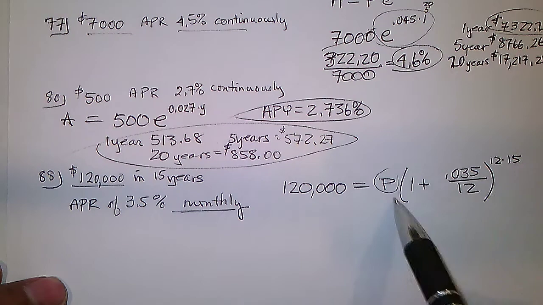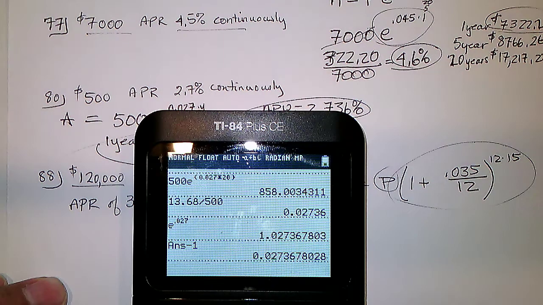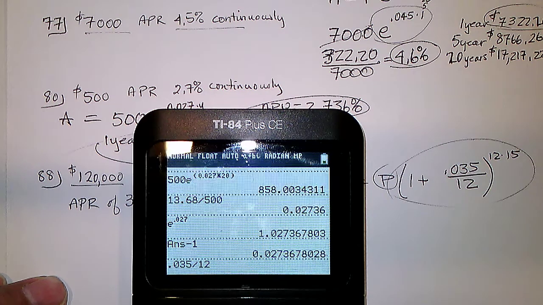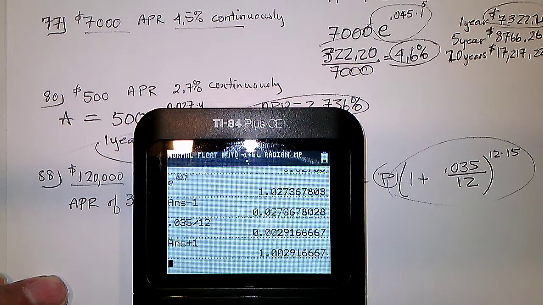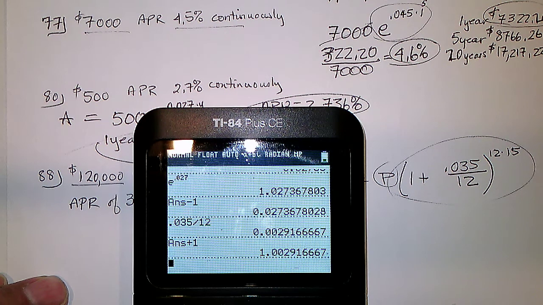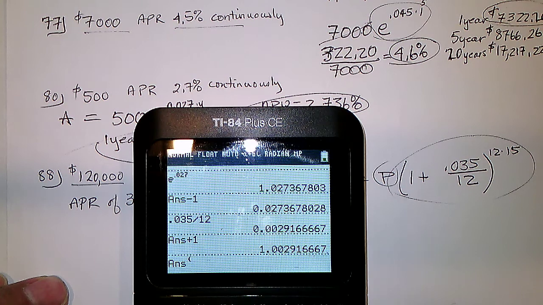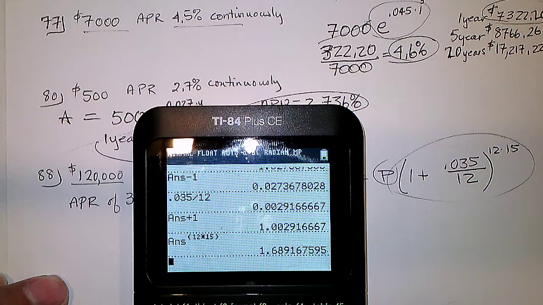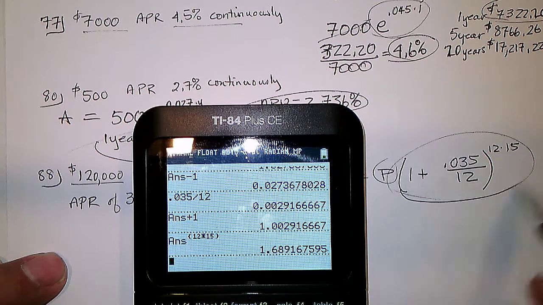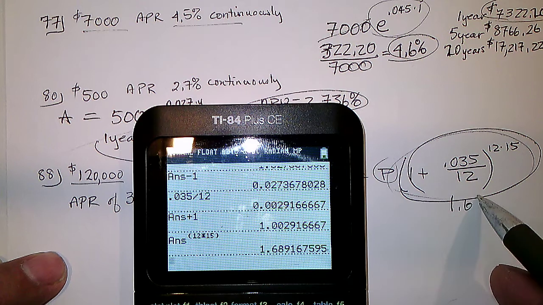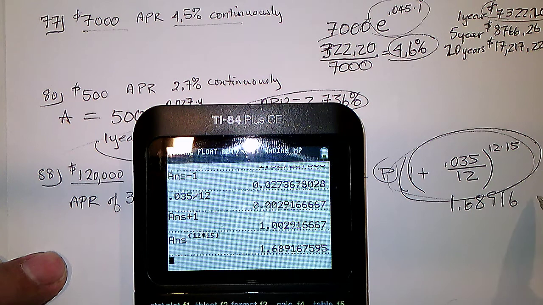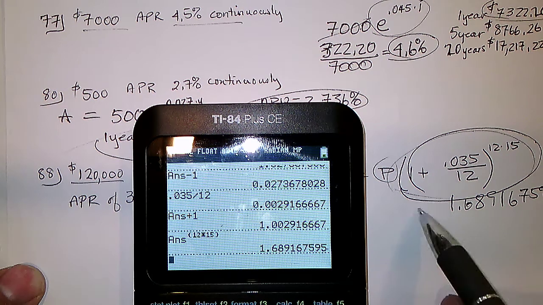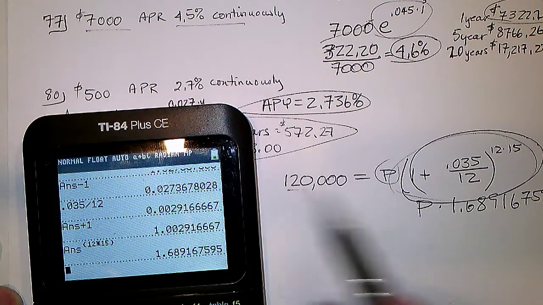So I'm going to work out this number. I'm going to go 0.035 divided by 12, add the 1, take that to the power of 12 times 15, close parenthesis, and so the multiplier here is 1.689167595, and that's times what I need to start with to end up with this, so I divide both sides by that.